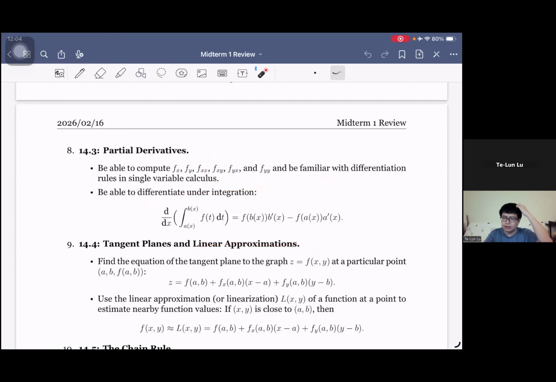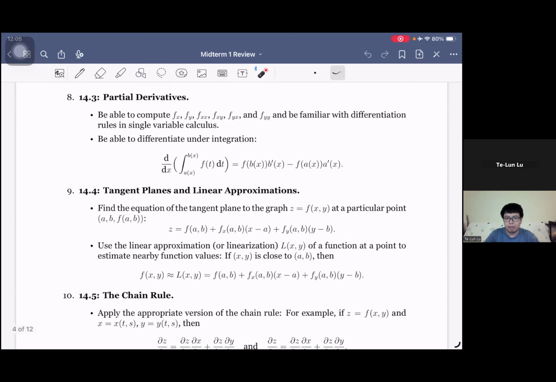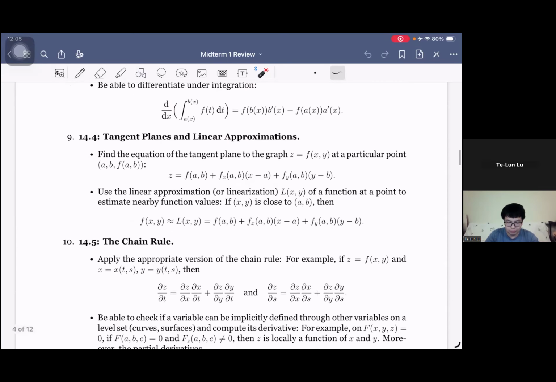And there's a nice rule to memorize. This is basically the fundamental theorem of calculus, that when you're differentiating this function under the integral sign, then you have this nice form, right? Okay, this is called the Leibniz rule. So basically, 14.3 is not itself a big, important conceptual chapter. Most of the algebra there will be used in the following chapters.